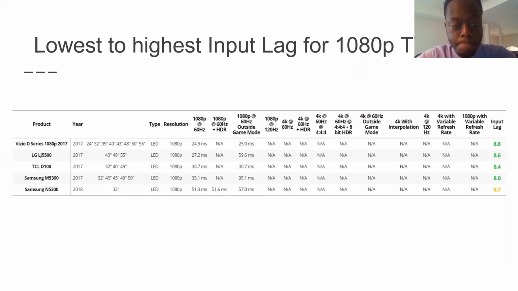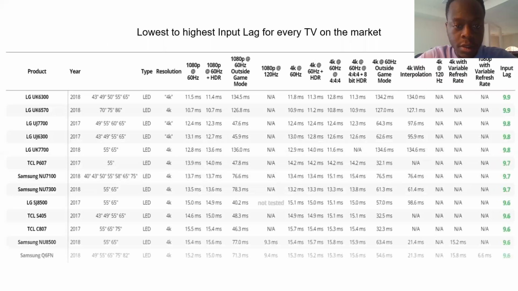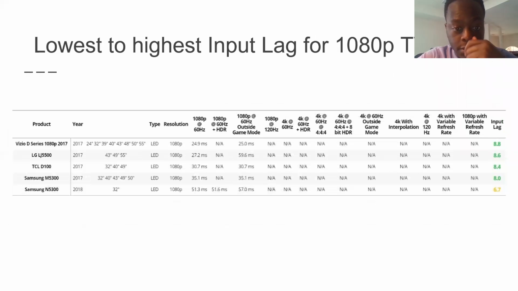This chart, I got it from the same website. It only shows the 1080p TVs on the market. And as you can see, the most optimized 1080p TV is made by Vizio. And if you can look again in that 1080p 60 hertz column, the lowest it returns is 24.9 milliseconds. Compare that to the lowest on the overall table, which includes 4K and 1080p. The lowest is LG UK 6300, and it's 11.5. So it's not even close.